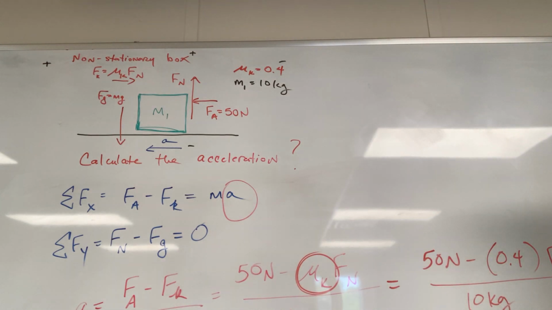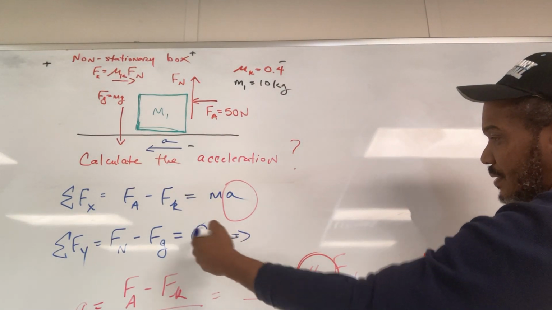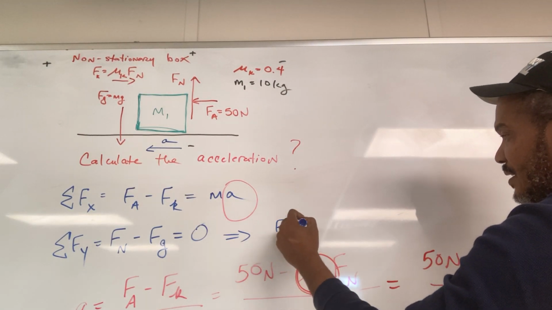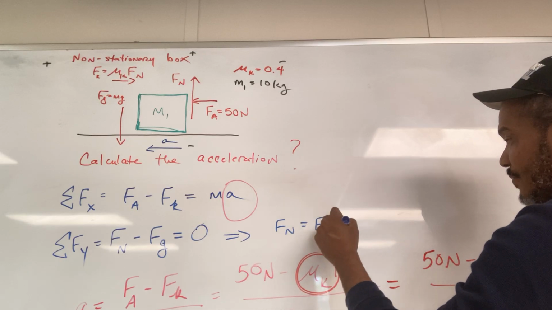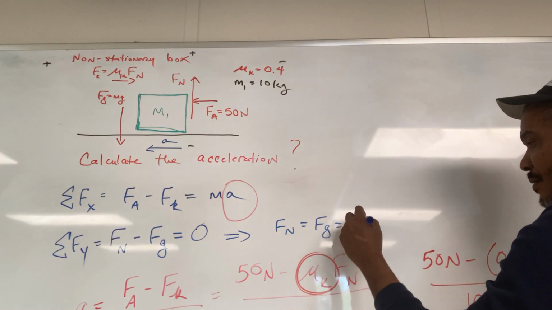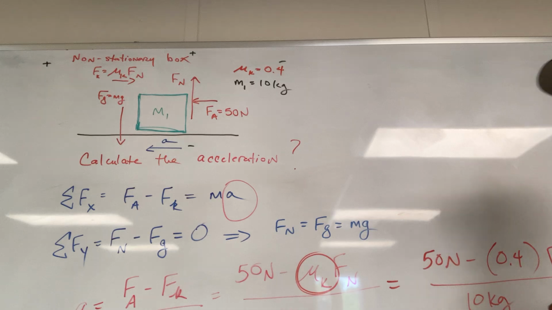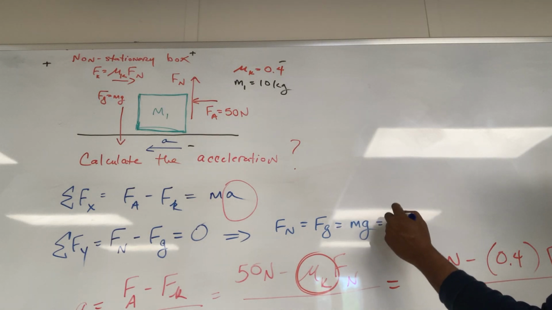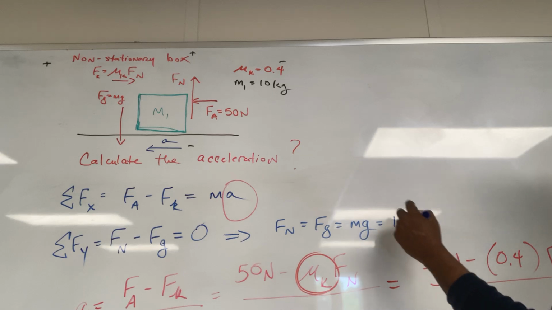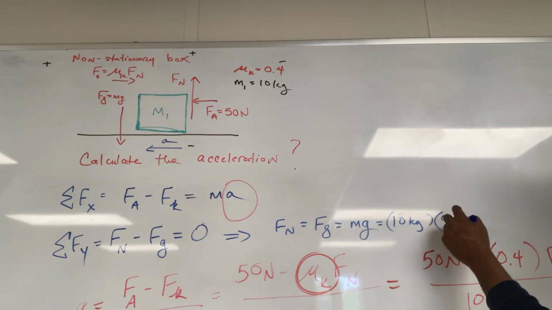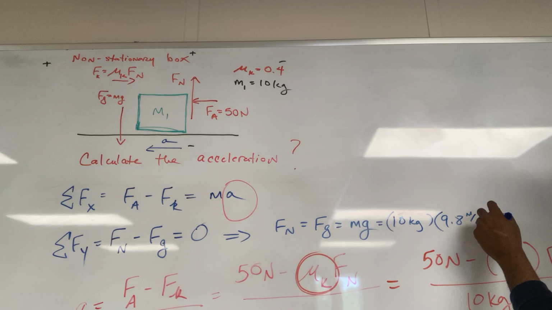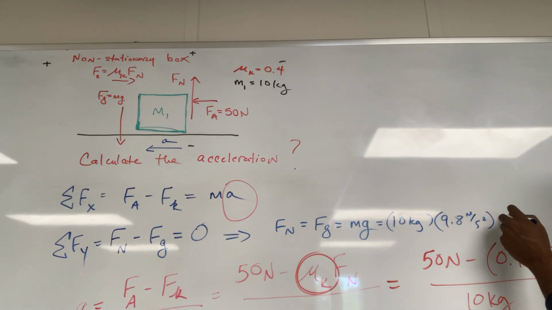All right, so we can write it off to the side that, because of that equation, F of N is equal to F of G, and F of G is equal to what? M times G. That's 10 kilograms times 9.8 meters per second squared, 98 newtons.